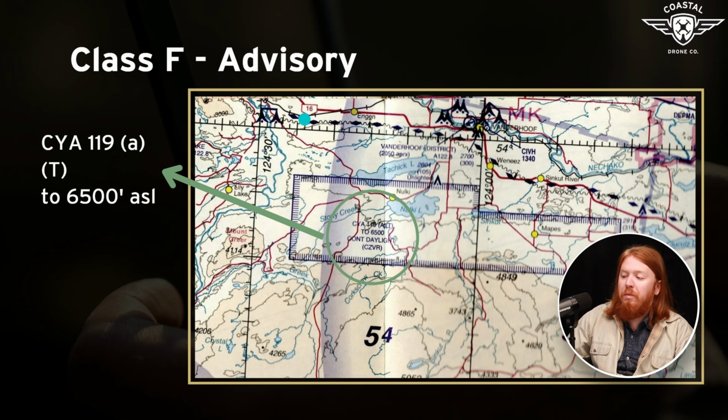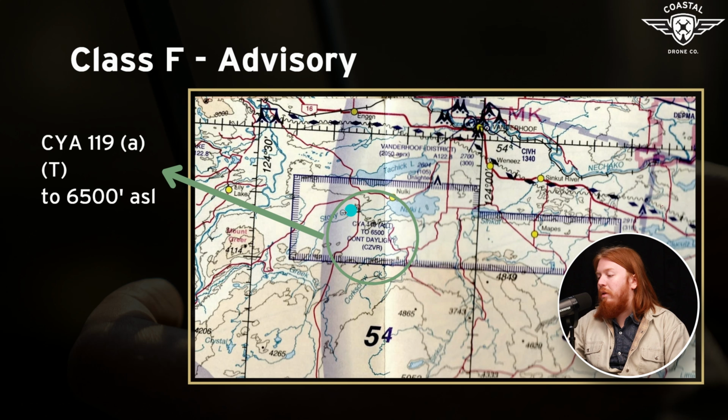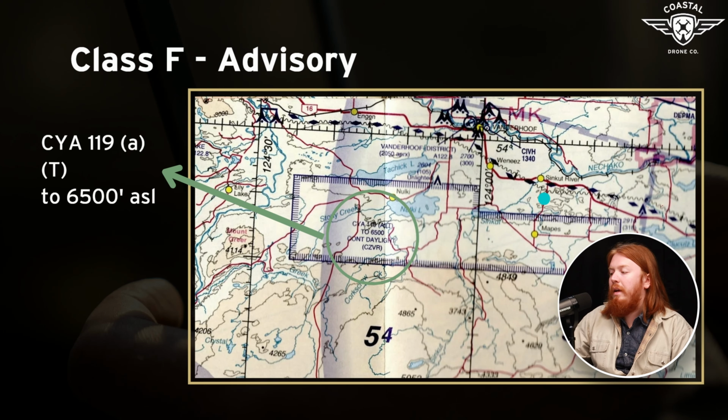The other one that you're going to see is Class F advisory. So in this example, we've got CYA 119, and then in brackets, we've got an A and a T to 6,500 feet ASL, which is what it says here in the box. This is continuous during daylight. So anytime that it's daylight, this CYA is active.